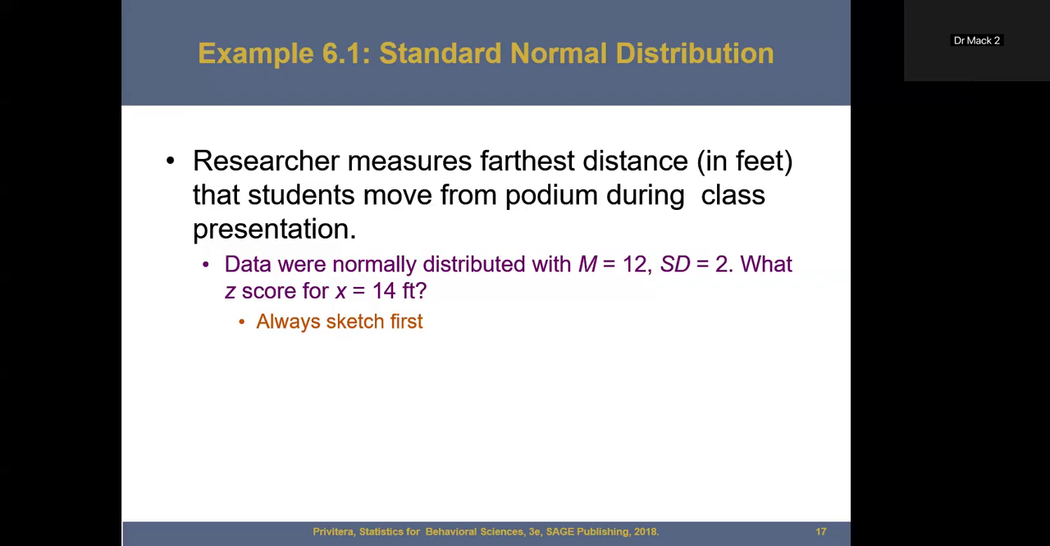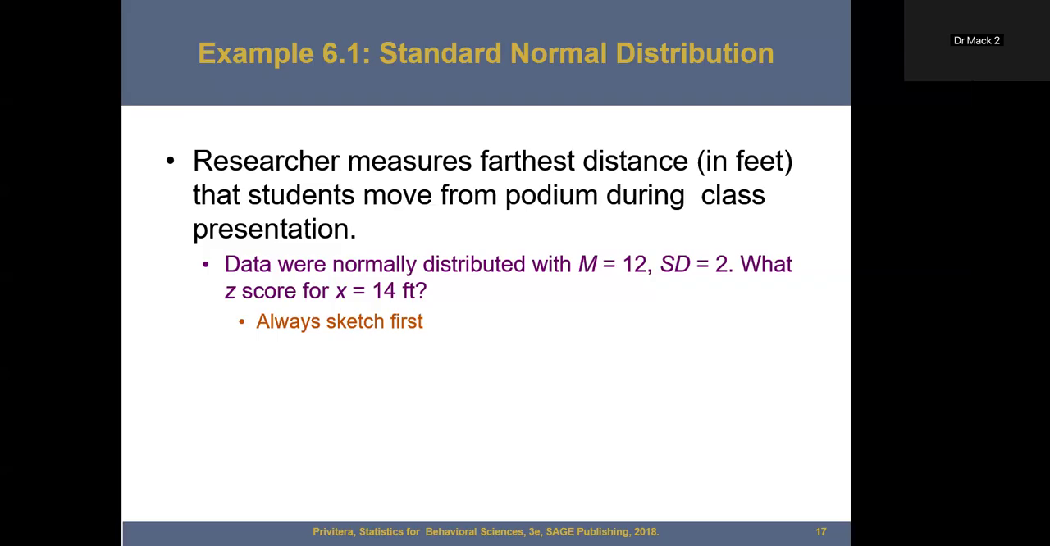Is that better? So our mean, which is going to be right in the center, that's 12. And the standard deviation is 2: 14, 16, if you're trying to sketch it out. 10, 8, 2 to left or right. That's your standard deviation. So what is the score for x equal to 14 feet?